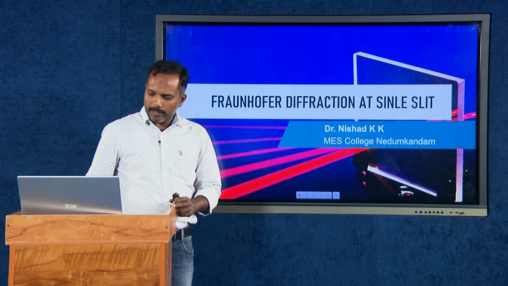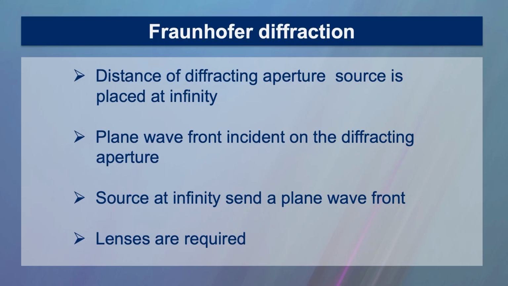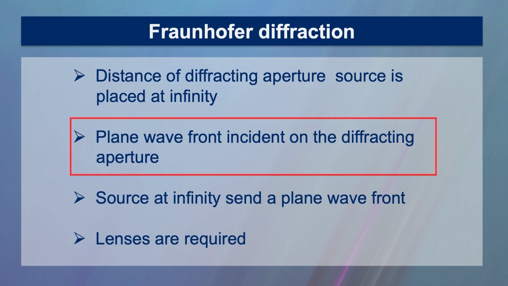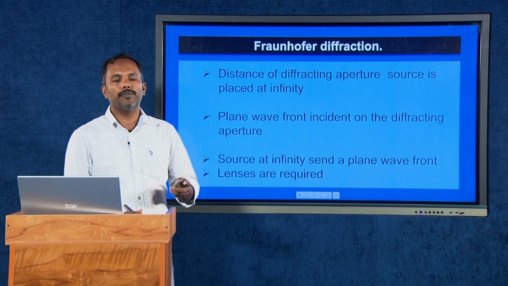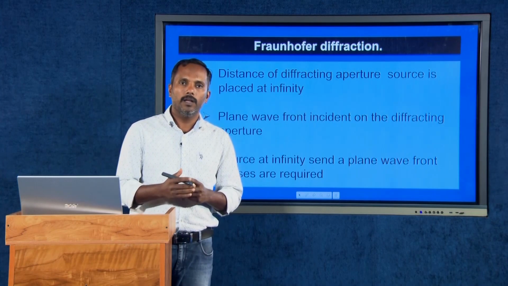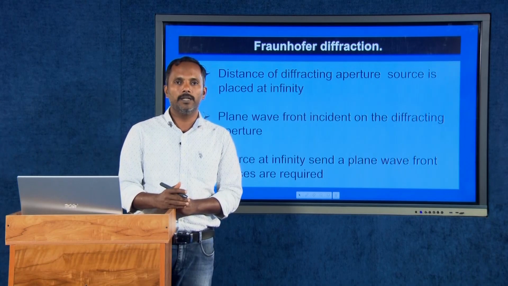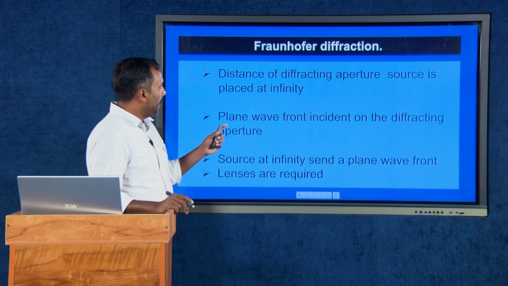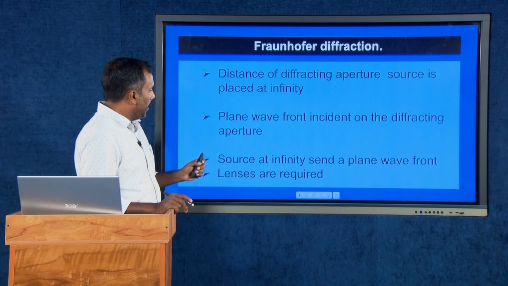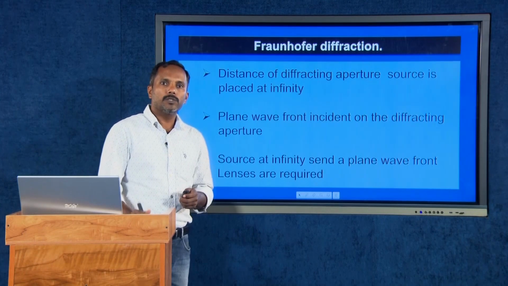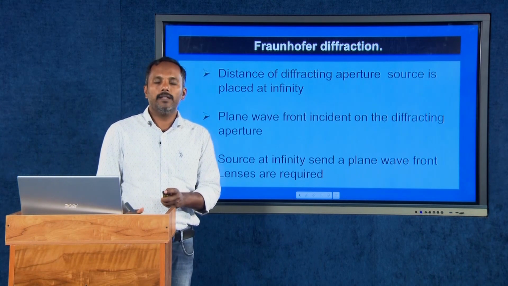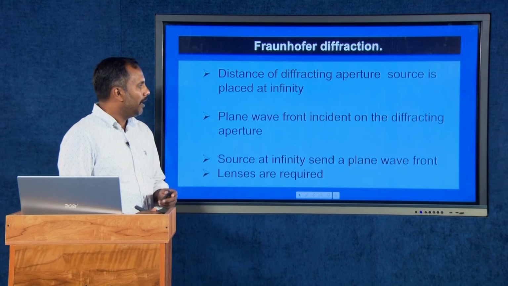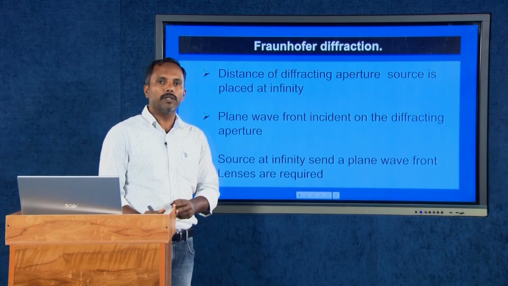Now, today we will discuss the Fraunhofer type of diffraction. In Fraunhofer diffraction we consider a plane wavefront incident on the diffracting aperture, when compared with Fresnel diffraction, in which cylindrical or spherical wavefronts were incident. For that we keep the source placed at infinity, and an infinite source sends a plane wavefront, which is very familiar to us.